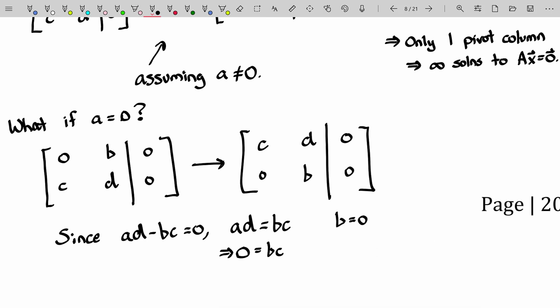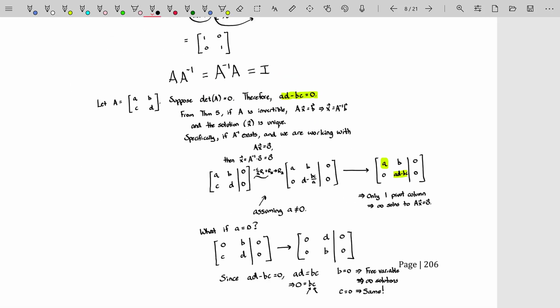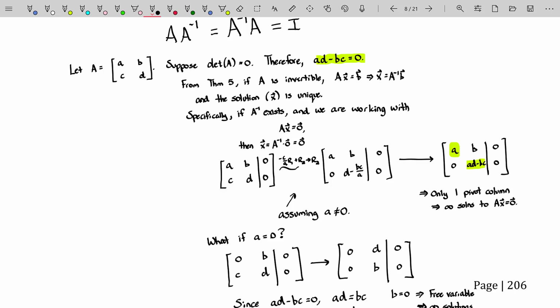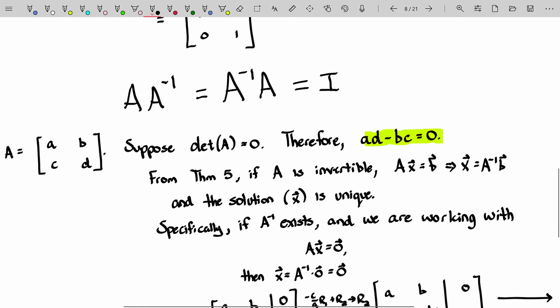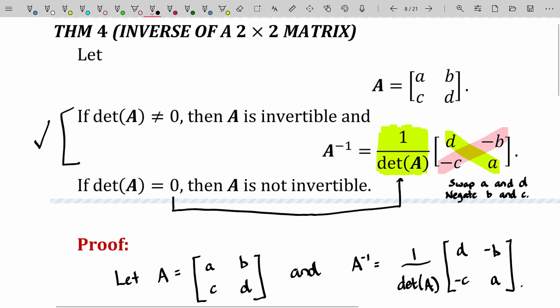Well, if B is equal to 0, just imagine what happens. We now are back to having a single pivot column, and we'll have an infinite number of solutions because we have a free variable. So obviously B can't be 0, so let's go ahead and put that back in. Well then, if B can't be 0, then obviously C has to be 0. Well, great. But again, that means we only have a single pivot column, and again, we have an infinite number of solutions. Therefore, A cannot be invertible. If it were invertible, we wouldn't get those infinite solutions. Thus, if the determinant of A is 0, A inverse just does not exist. And that is the second part of that proof.